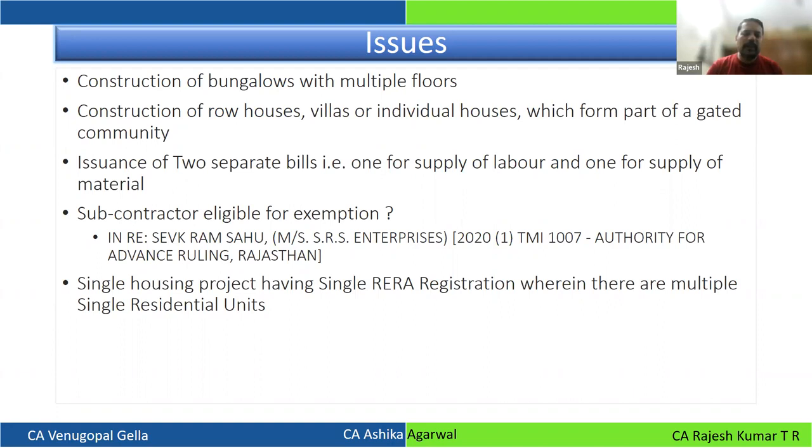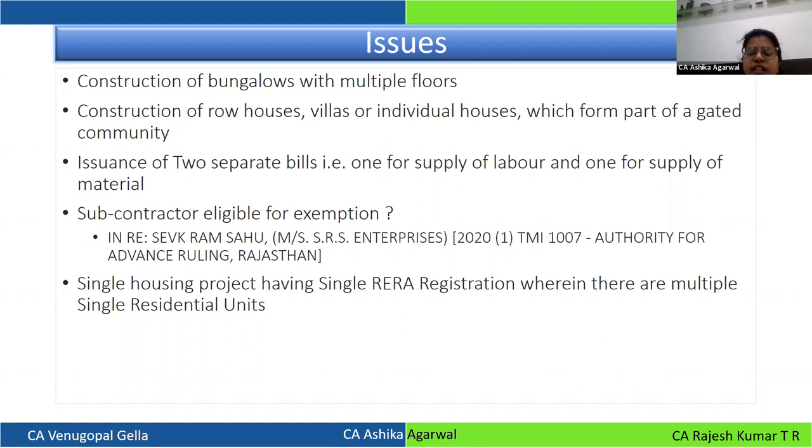Okay. Subcontractor eligible for exemption. Now, a question may arise: the contract given to me duly qualifies under the exemption, being pure labor service only for the construction of a single residential unit, and I further subcontract it. Whether that subcontractor will also be eligible for exemption?